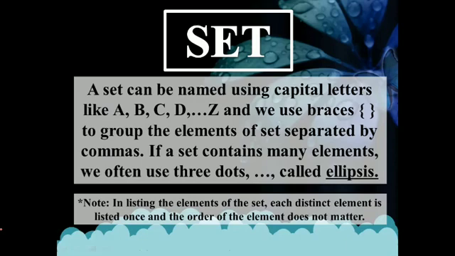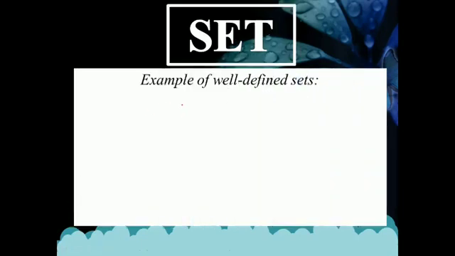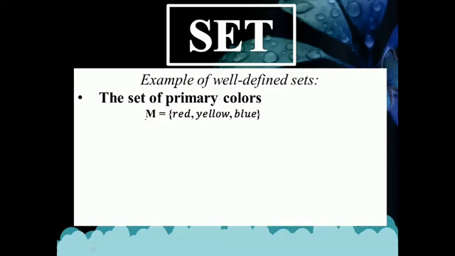Take note that in listing the elements of the set, each distinct element is listed only once and the order of the elements does not matter. Now let's have examples of a well-defined set. First, the set of primary colors. So, the set M has the elements red, yellow, and blue.